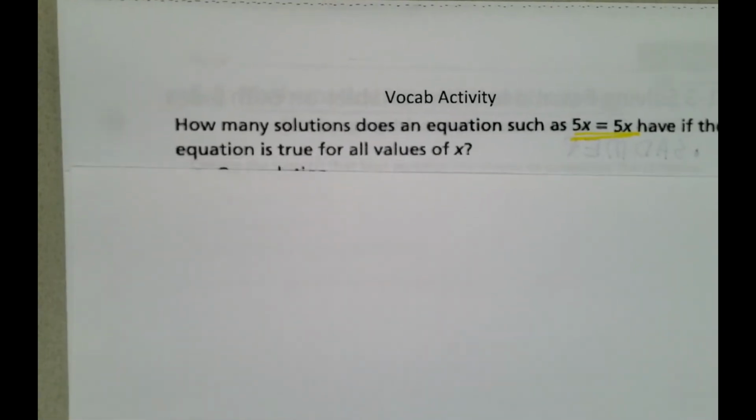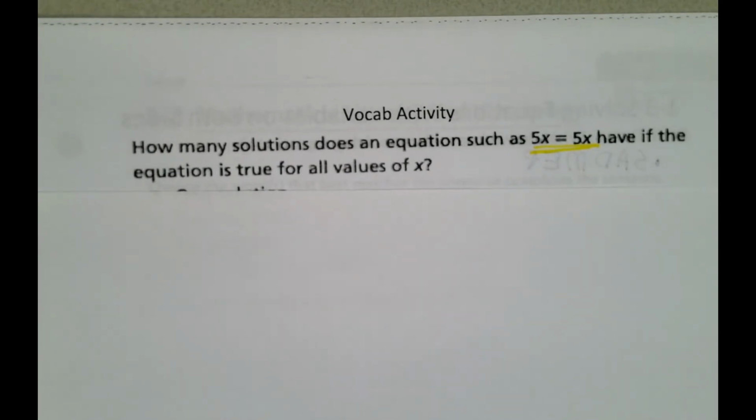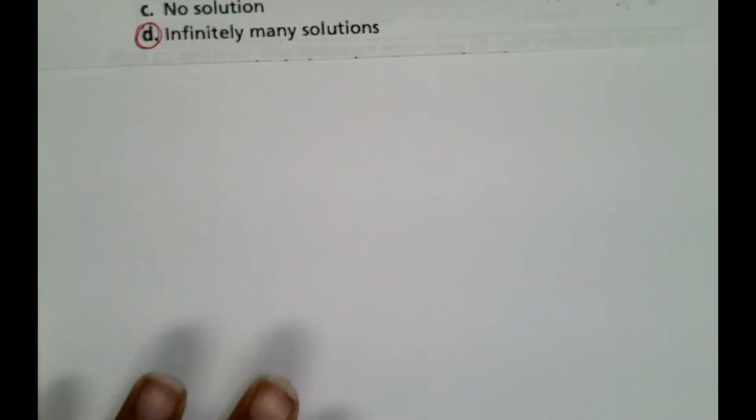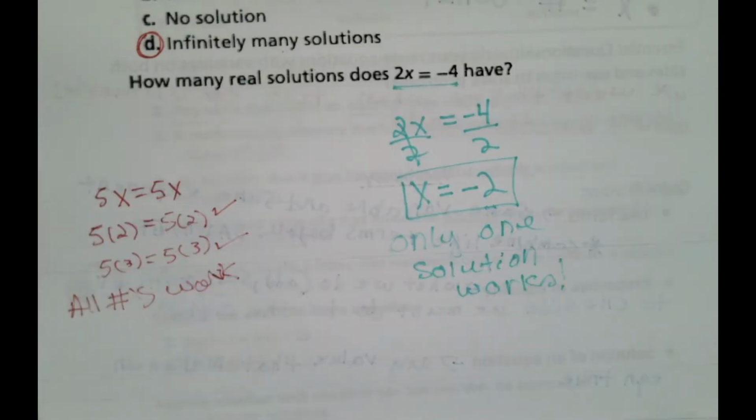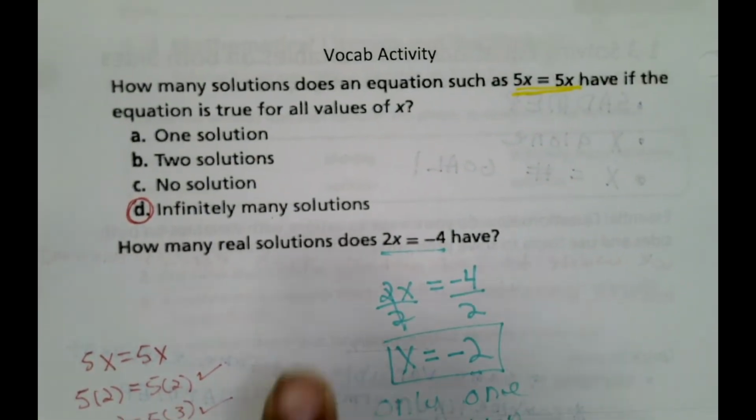So it says, how many solutions does an equation such as 5x equals 5x have if the equation is true for all values of x? So that means any number we plug in. Well, let's take a look. We have 5x equals 5x. So we have 5 times 2 equals 5 times 2. Well, that's going to work. 5 times 3 equals 5 times 3. Well, that's going to work. Notice that no matter what number you plug in, it's going to be the same on both sides. So all numbers are going to work. So for our answer up here, we have infinitely many solutions.